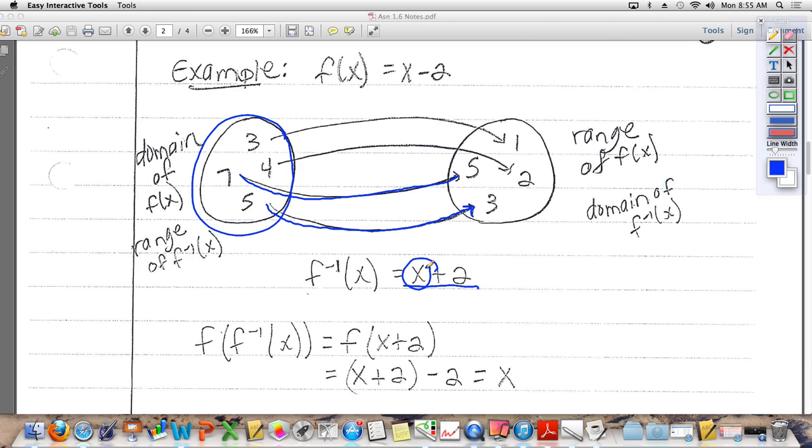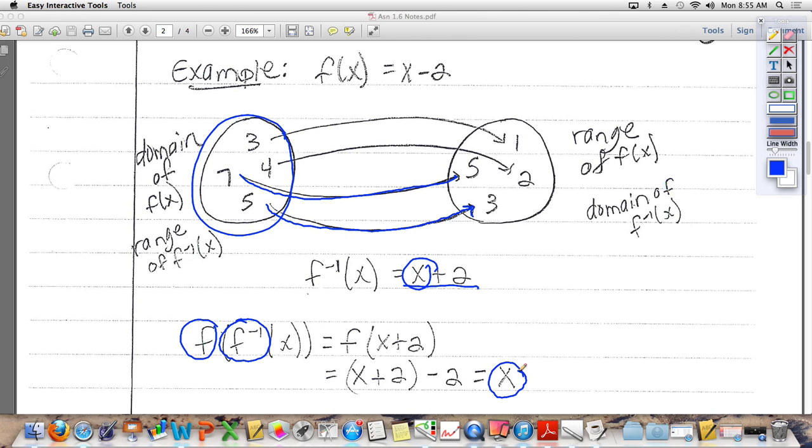Now this is an easy example. It's nice and linear, you're just adding and subtracting. They will get more complicated, and we'll practice those, obviously. So I want to show you guys, though, as I said before, if you take the original function and you compose it with its inverse, you will always get the identity function.